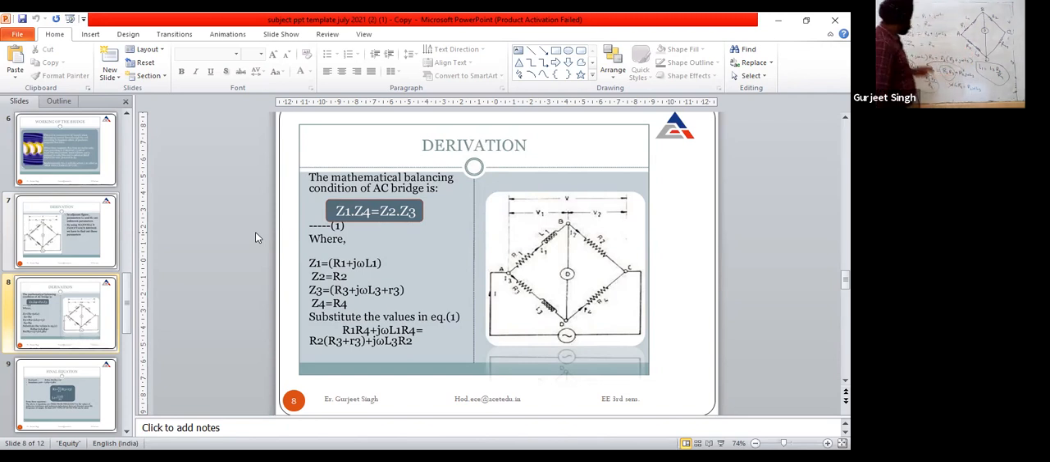Okay. So Z1, Z2, Z3, Z4, these are the impedances. We have put the values in the characteristic equation.